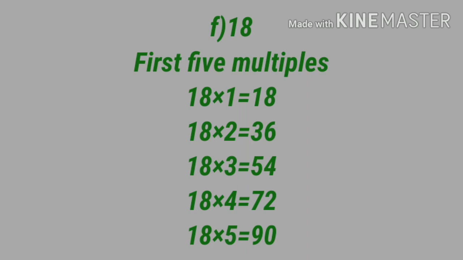Next example is 18. Multiply 18 by 1 to get 18. Then 18 multiplied by 2, we get 36. Then 18 multiplied by 3, we get 54. Then 18 multiplied by 4, we get 72. Then 18 multiplied by 5, we get 90. In this way, multiplying 18 by 1, 2, 3, 4 and 5, we get 18, 36, 54, 72 and 90. So 18, 36, 54, 72 and 90 are the first 5 multiples of 18.